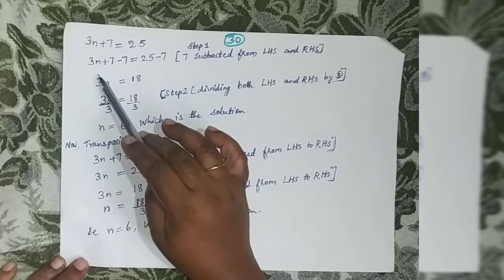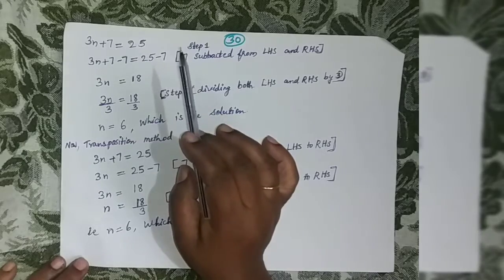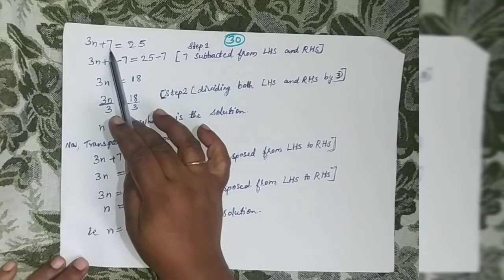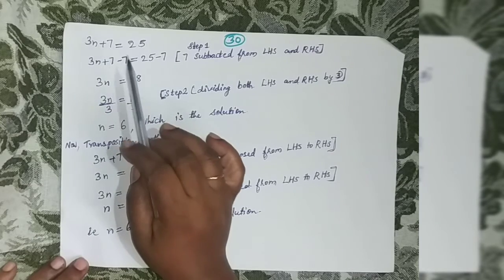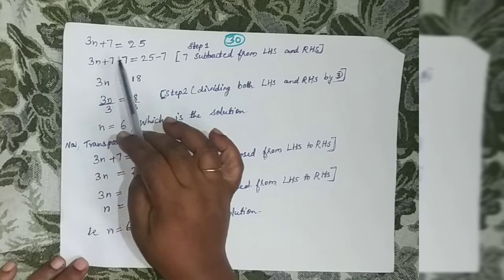If you divide anything in LHS, then RHS also should be divided. Multiply also works the same way. Now, here plus 7 is there. First we are removing this plus 7. How can you remove this plus 7? If we subtract 7 from this LHS part, we can remove it.